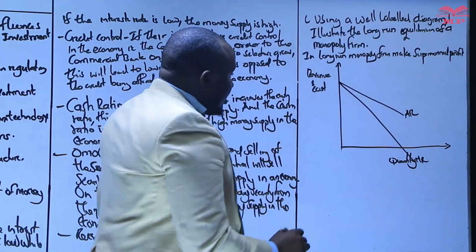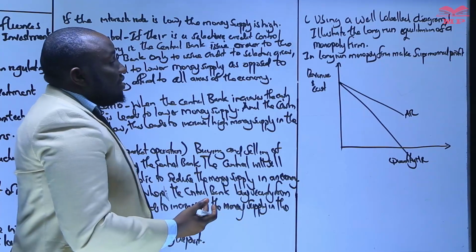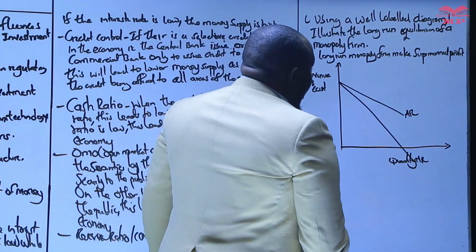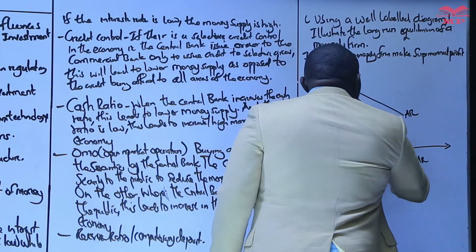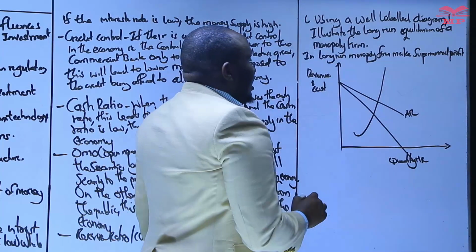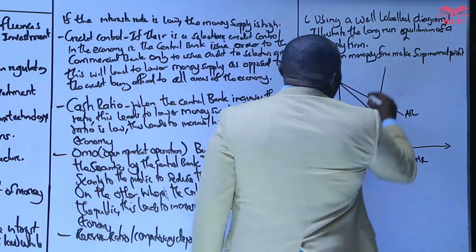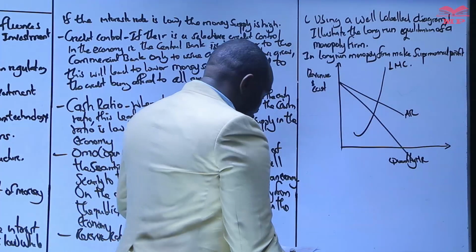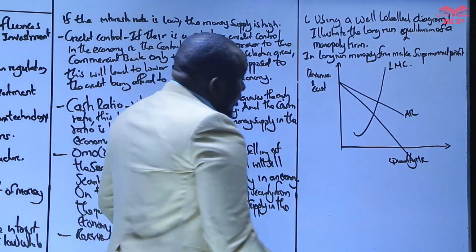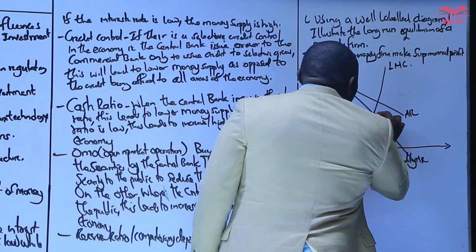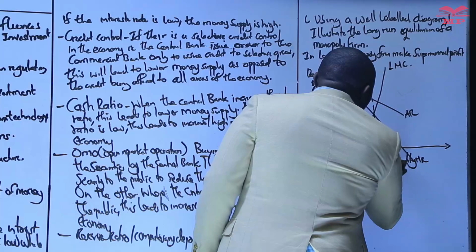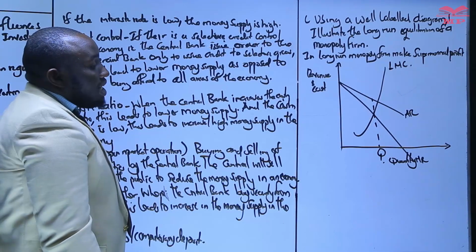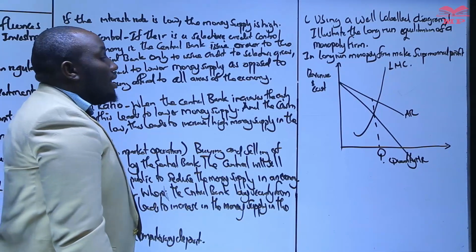The first thing to establish is the quantity that maximizes profit. That is where MR is equal to MC. This we call the long run MC. At the point where they are equal, we get the quantity that would maximize our profit.